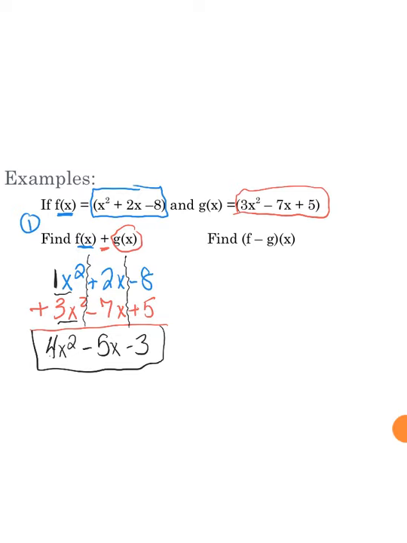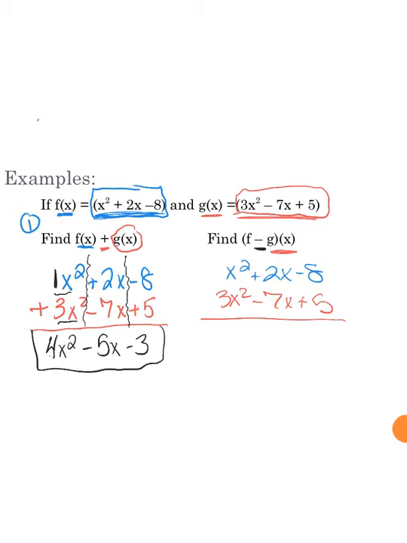If I look at the second example, this one says find f of x, and if we notice here, it says minus g of x. So again, the first thing that we're going to do is look, what's my f of x function? That's this blue one here. So I'm going to write that down, x squared plus 2x minus 8. Now again, the question says that we're going to subtract g of x. My g of x is the red one, because here it says g of x is that. So 3x squared minus 7x plus 5. Again, I am subtracting because it says to subtract.